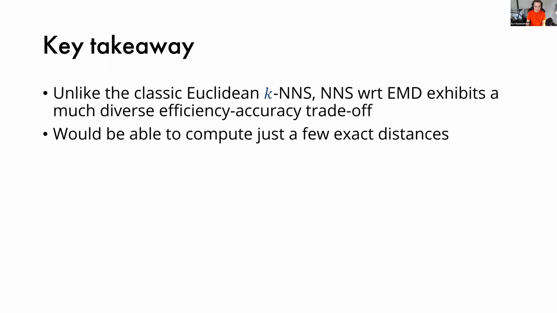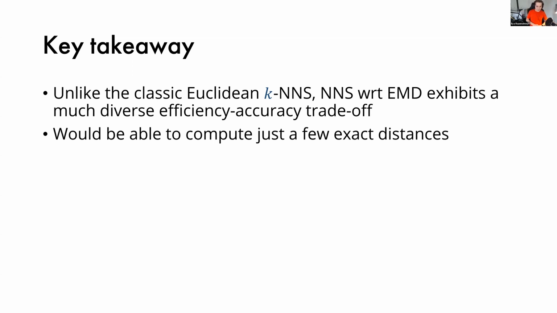The reason why I got excited about this problem is that I worked a lot on nearest neighbor search for Euclidean distance. I spent more or less a big chunk of my PhD on that, and I'm still very interested in it. But unlike classic Euclidean k-nearest neighbor search, with respect to these more exotic distances, I mean, they're not really exotic, but they're obviously more exotic than Euclidean, nearest neighbor search exhibits a much more diverse efficiency-accuracy trade-off. That's why optimal pipelines consist of quite a few steps.